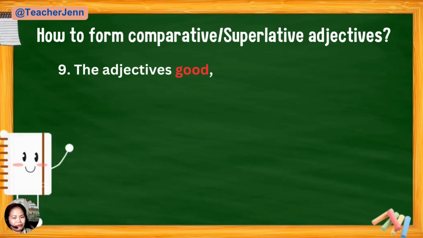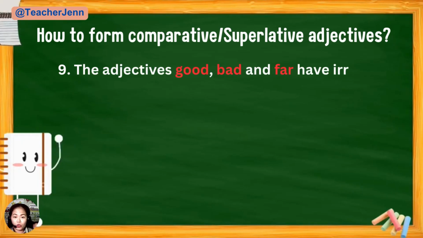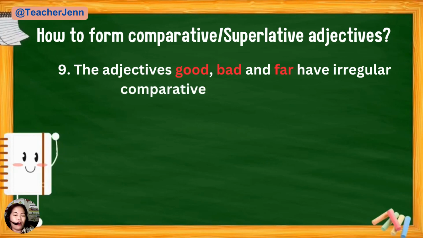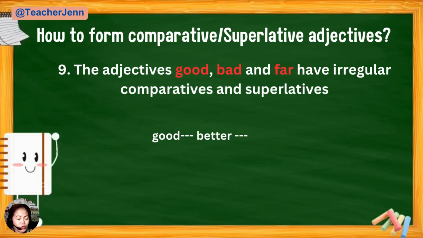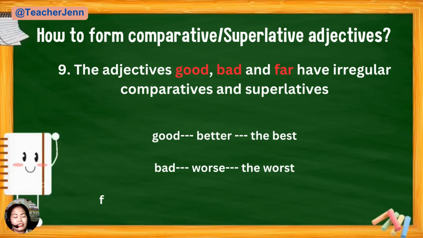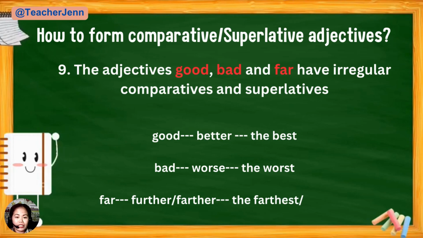And number 9, the adjectives good, bad, and far have irregular comparatives and superlatives. So when we say irregular, in order for you to form its comparative and superlative, you have to change the spelling. So good here will make better for the comparative and the best for its superlative. Bad, worse, and the worst. Far, further, farther, and the farthest or the furthest.